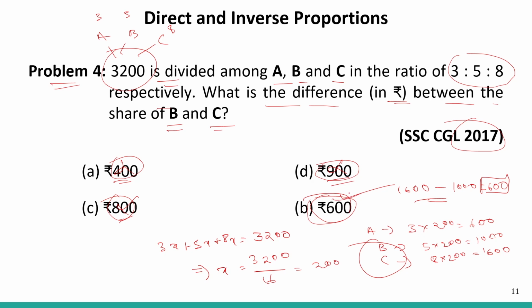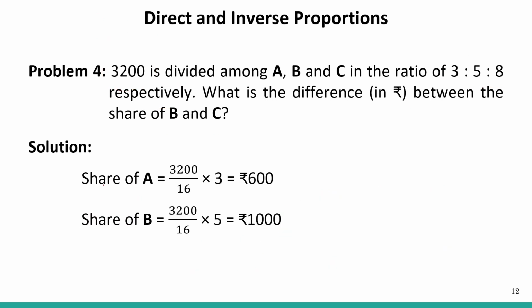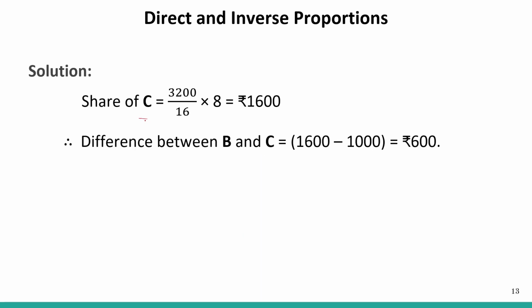So let's see a step-by-step solution of the following so that we can get a better grip on it. So the share of A is what? 3200 by 16 into 3, right? It will be 600 rupees. So the share of B will be 3200 by 16 into 5. That will be 1000 rupees. So the share of C is equal to 3200 by 16 into 8. So it will be nothing but 1600. So the difference between B and C is 1600 minus 1000. So how much is it?